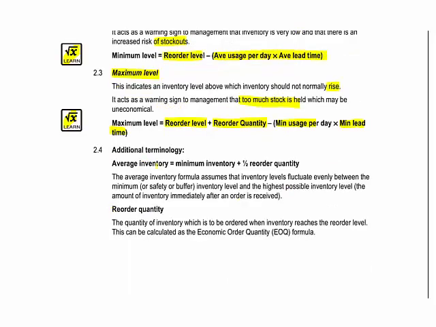One other thing to work out is average inventory. So how much on average will you have in stock? Well, it's your minimum amount plus half of the reorder quantity, if we assume that our usage is constantly fluctuating.